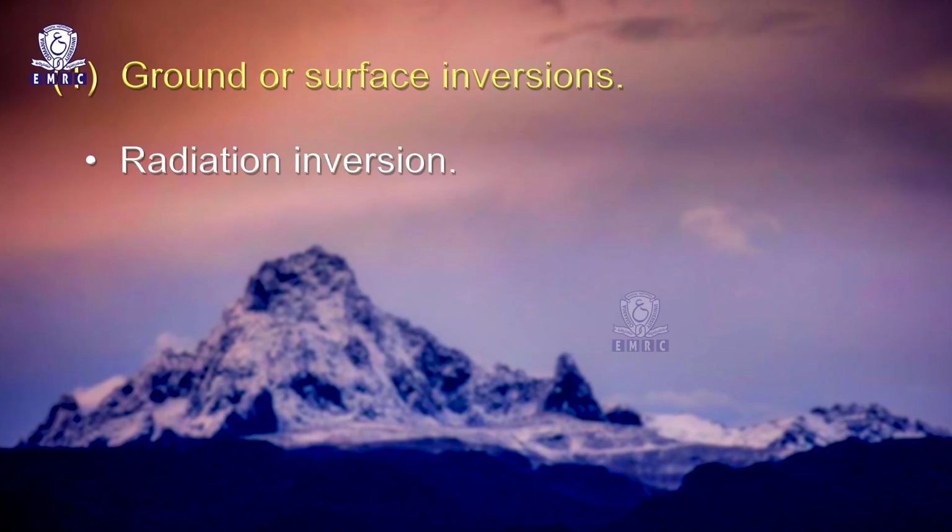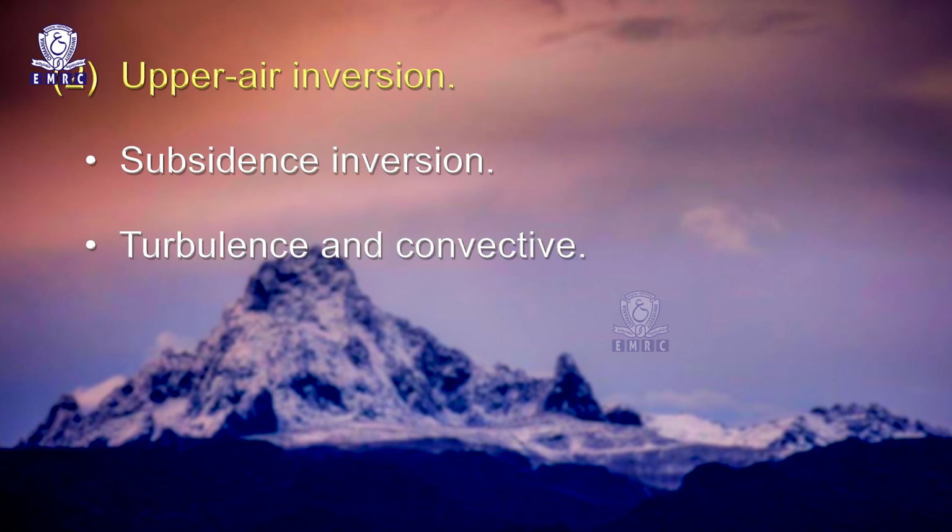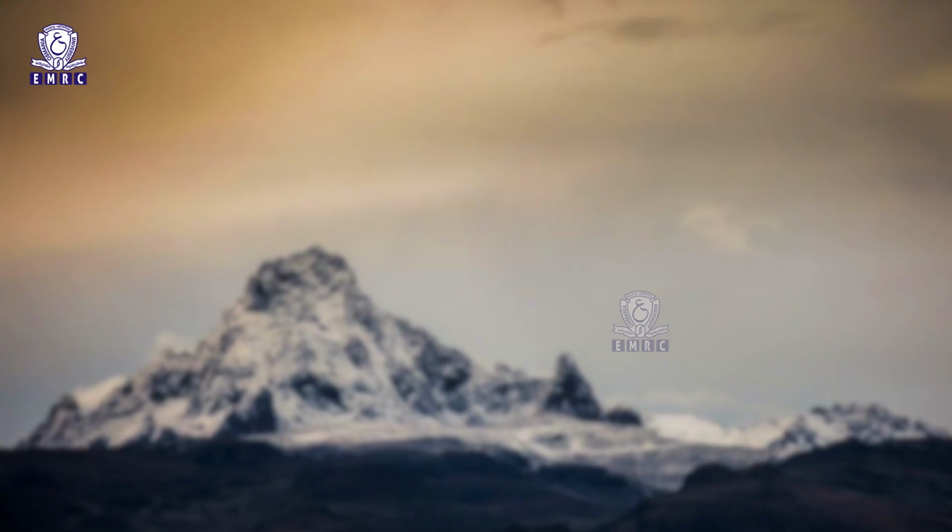According to the processes that cause them and the relative heights from the Earth's surface at which they develop, temperature inversions may be classified into the following types: ground or surface inversion, radiation inversion, and advection inversion. Next, the upper air inversions: subsidence inversion, turbulence and convective inversions, and frontal inversions.